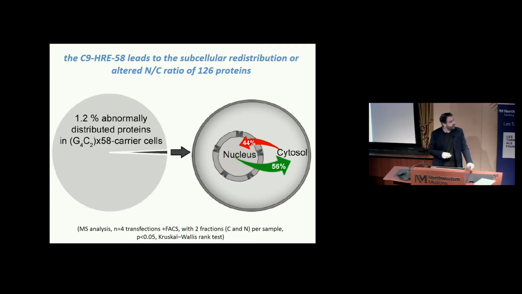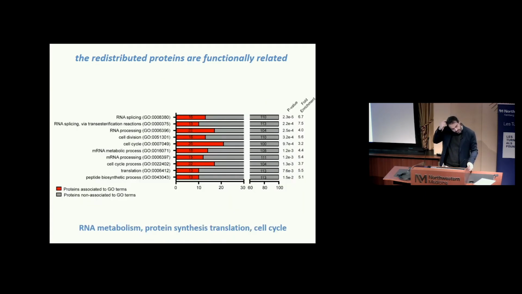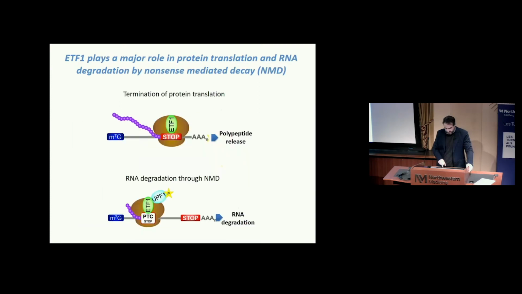Now, importantly, there were only 126 proteins, which correspond to about 1% of the proteins that were identified, that passed the significance test. So this shift is driven by a small but highly specific group of proteins. These proteins seem to be functionally related, and when we performed gene ontology analysis, there are essentially 3 pathways that become enriched: RNA metabolism, protein synthesis and translation, and cell cycle. I want to remind you that we did this in HEK cells, so we're not particularly excited about cell cycle because we're interested in what happens in humans. But we're very excited about RNA metabolism and protein translation.